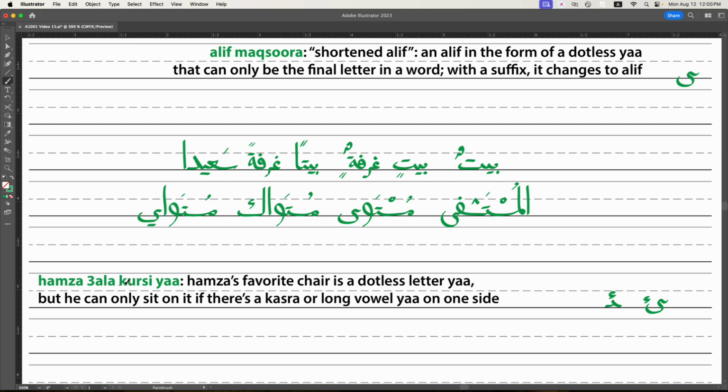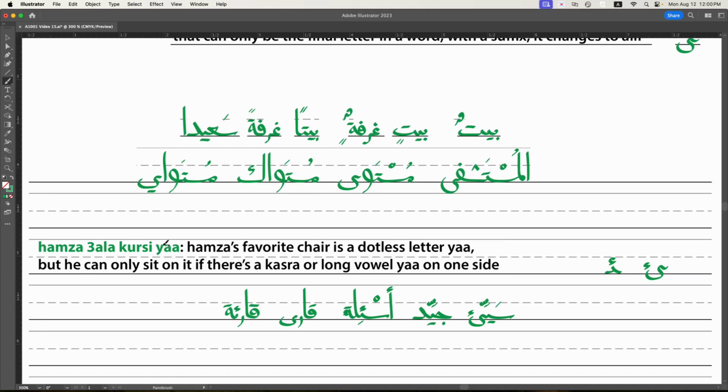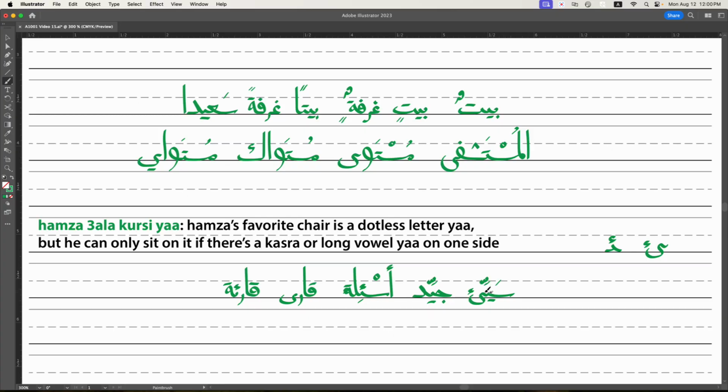So hamza ala kursi ya. Hamza on the ya chair is what you're saying here. He really wants to sit on this chair. This is his favorite chair. I'm not sure why, but it is. So if I give you a few examples of words here, sayyi means bad. So sayyi, the ya here is a consonant, and you know this because it has shadda on top of it, and then kasra beneath the shadda instead of beneath the word like you think it ought to be.